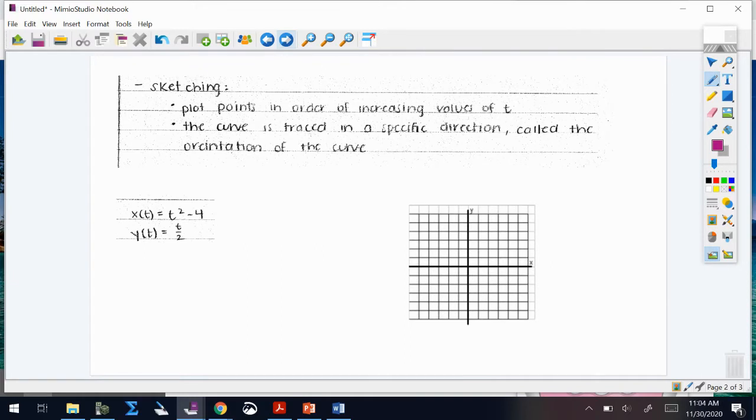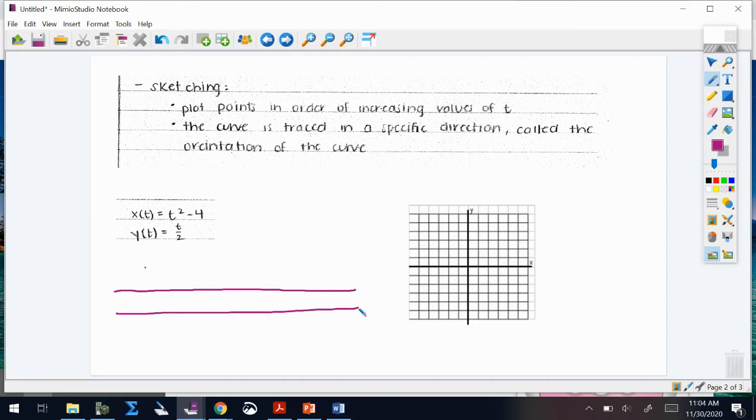So when you're asked to sketch, and you will not be asked to sketch much, this is just giving you some background information. If you're asked to sketch something that is in parametric form, you're going to plot your points in order of increasing values of t. So the order that you plot actually makes a difference. So for example, with this one, I'm going to make a little table here.